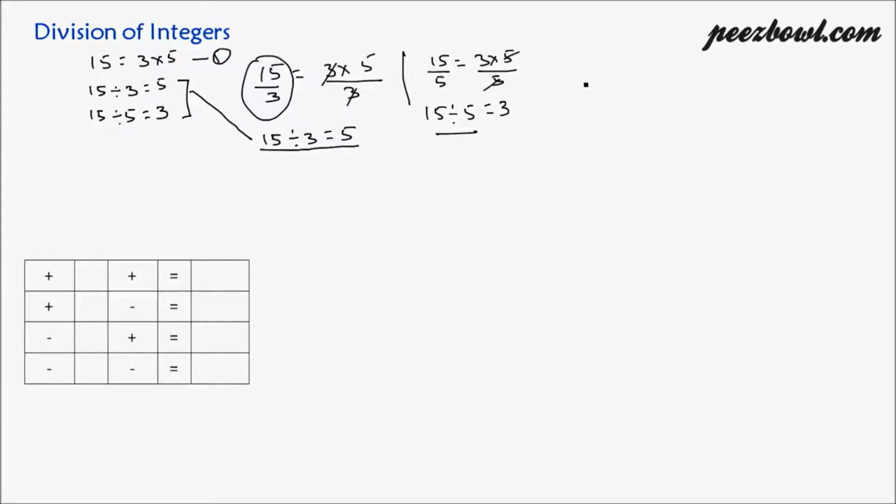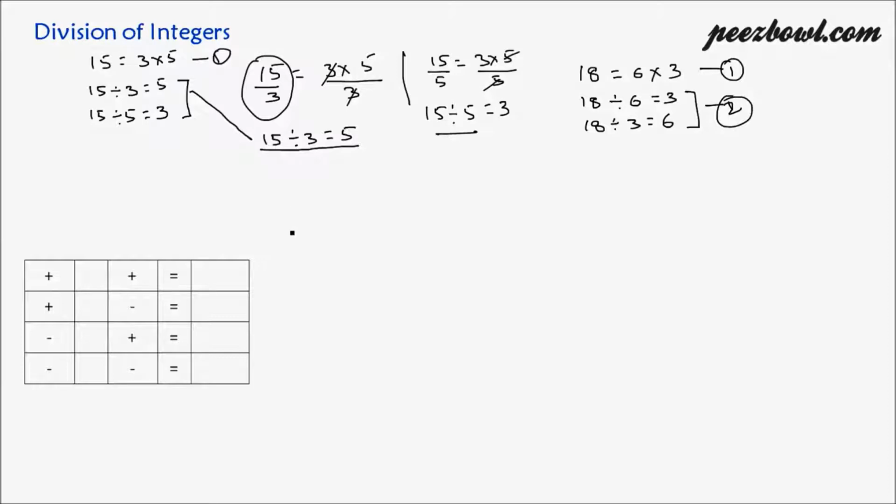Let us see another example. 18 is equal to 6 multiplied by 3. This is how we write 18. 18 divided by 6 is equal to 3, and 18 divided by 3 is equal to 6. So for each multiplication statement, we have two division statements.